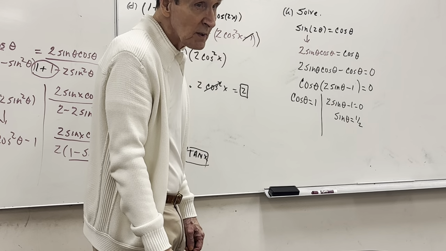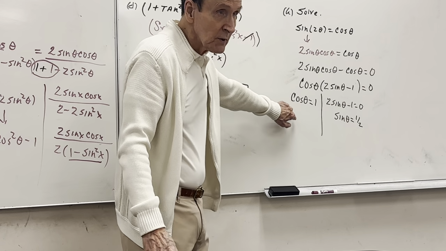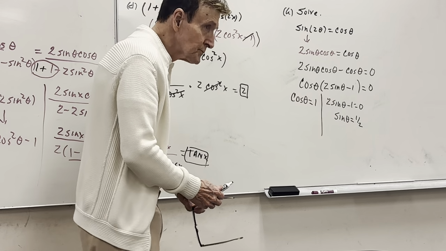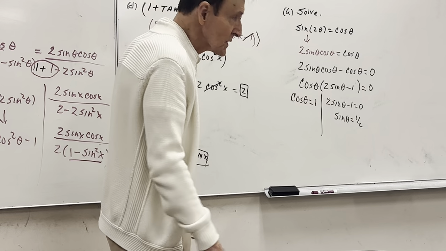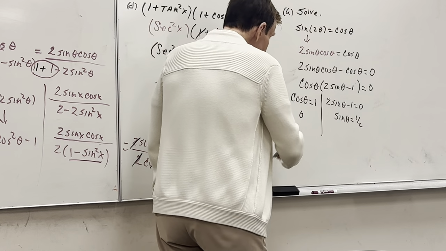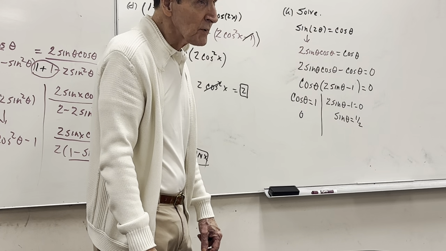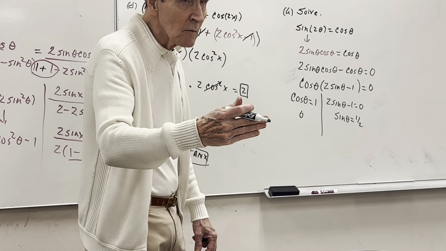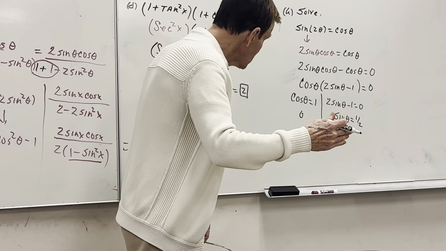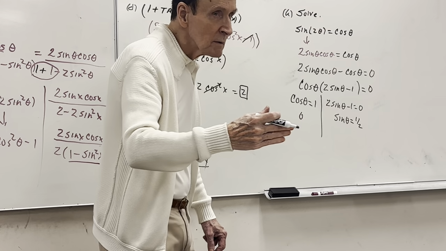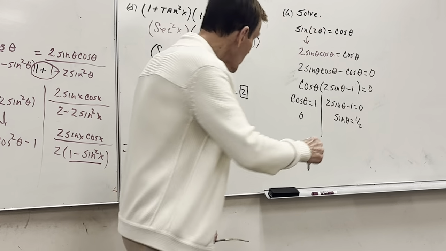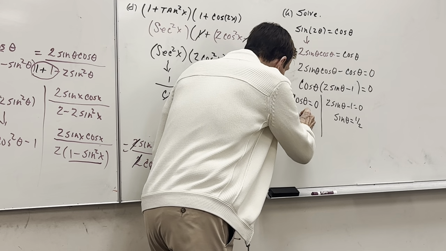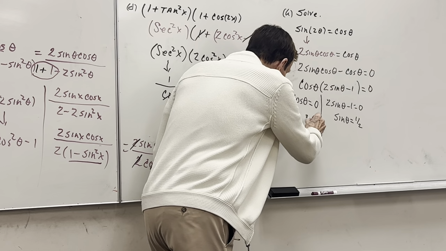Now, this is merely a unit circle. So where on the unit circle have you seen cosine equal to 0? At the very beginning of the unit circle. Cosine equals 0 at pi over 2 and 3 pi over 2.